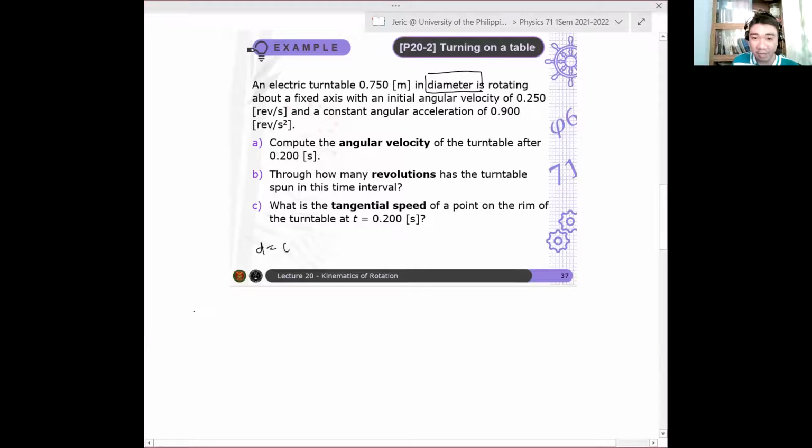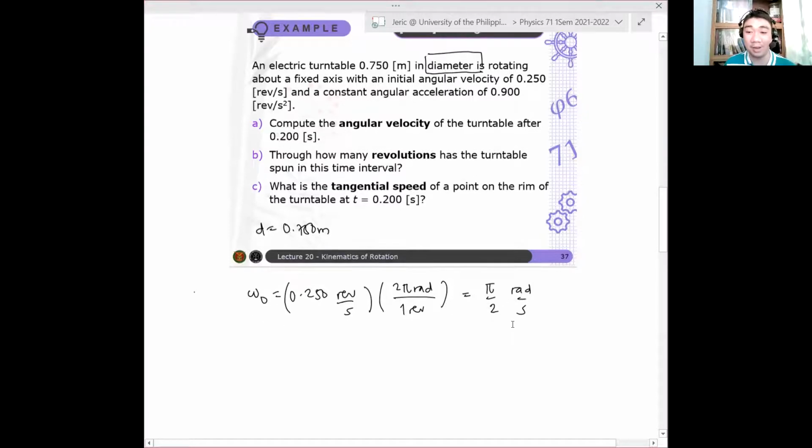Okay, so D equals 0.750 meters. And then your initial angular velocity, let's say omega naught, is 0.250 revolutions per second. So we don't get confused, I will convert it. One revolution is 2 pi radians, so that my answer is in radians per second. So this is basically pi over 2 radians per second: 2 pi times 1/4 is pi over 2. I wrote it that way first, but you need to plug in the numbers later.